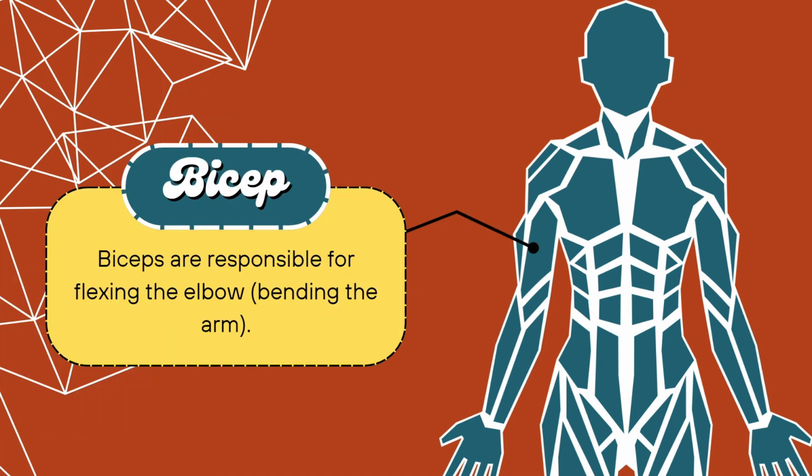Then we have the biceps, man. Biceps are responsible for flexing the elbow, like we have talked about, how they work and all the four functions. So that's how they do work. And flexing means it's more useful than you think. And yeah, bending the arm.